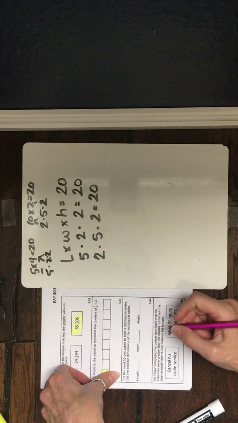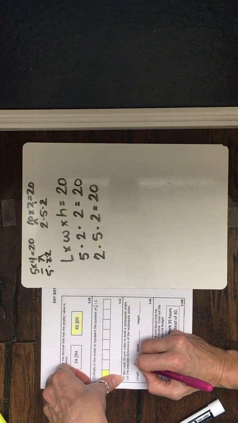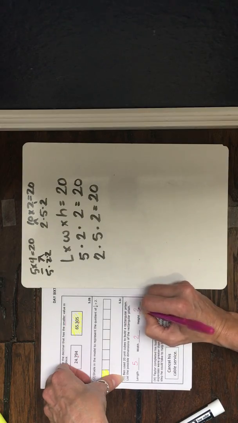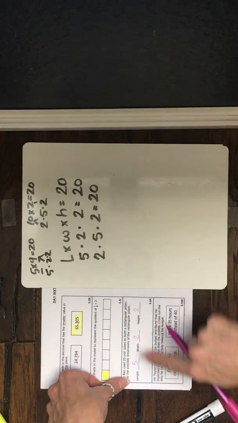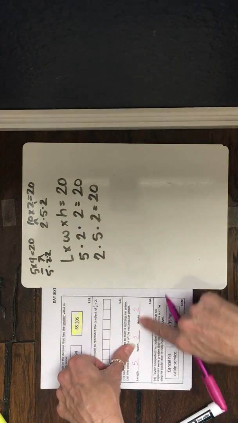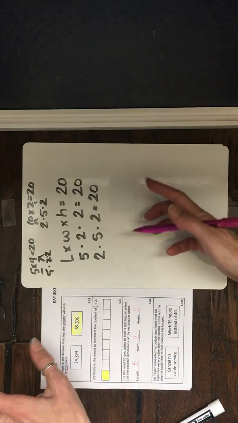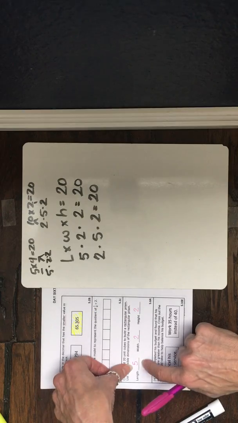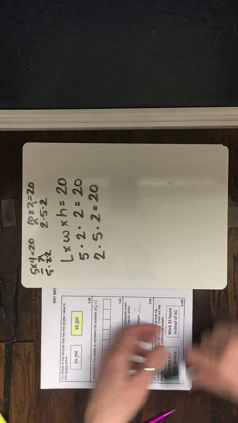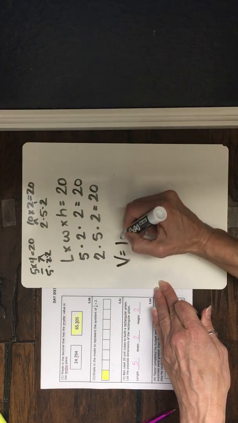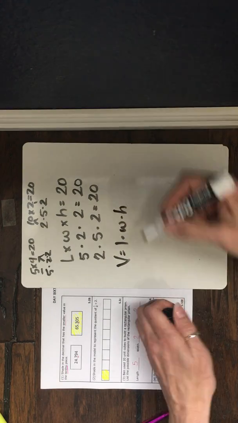We know if he used 20 cubes, the length could have been 5, the width could have been 2, and the height could have been 2. Now, could I have made the length 2 and the width 5 and the height 2? Yes, of course. I could have changed these numbers around any way I wanted, because the formula for volume, remember, is length times width times height.